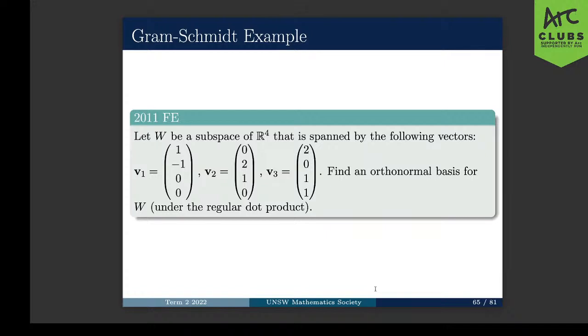Okay, so let's try this question here. It's just applying the Gram-Schmidt process. Let's say W is a subspace of R4 that's the span of V1, V2, and V3 over here. The task is to find an orthonormal basis for W, under the regular dot product. The definition of orthonormal depends on the definition of the inner product.